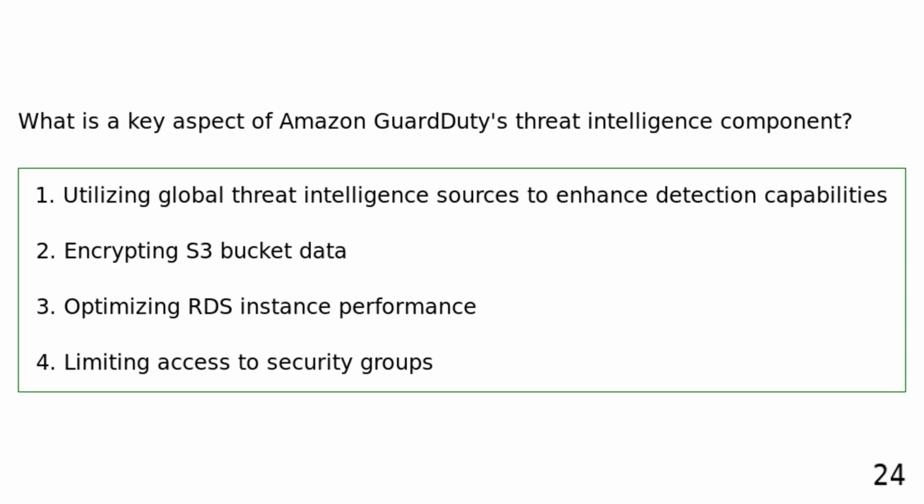What is a key aspect of Amazon GuardDuty's threat intelligence component? Utilizing global threat intelligence sources to enhance detection capabilities. Encrypting S3 bucket data. Optimizing RDS instance performance. Limiting access to security groups.